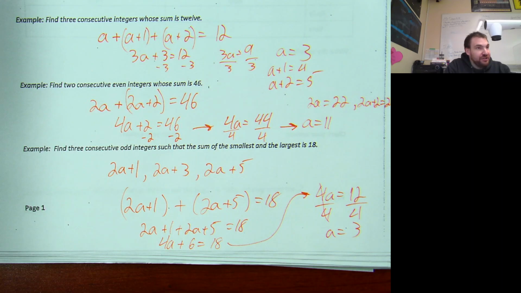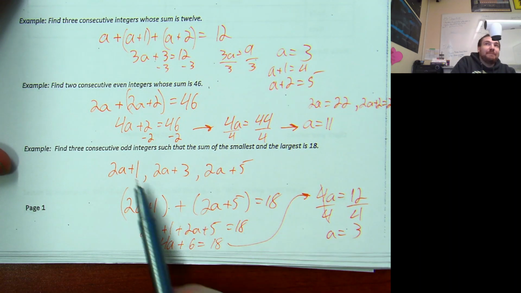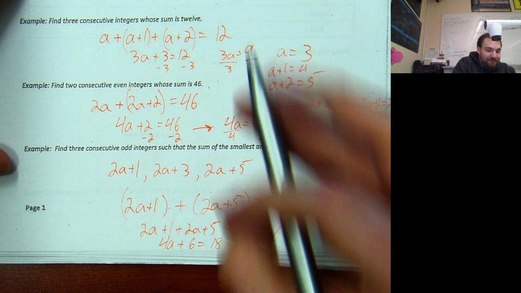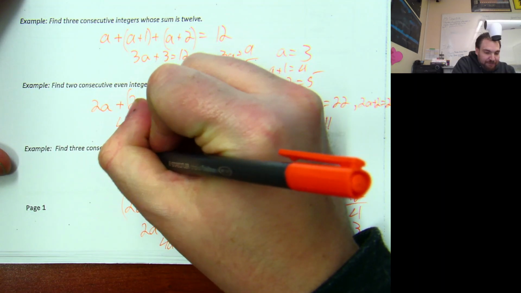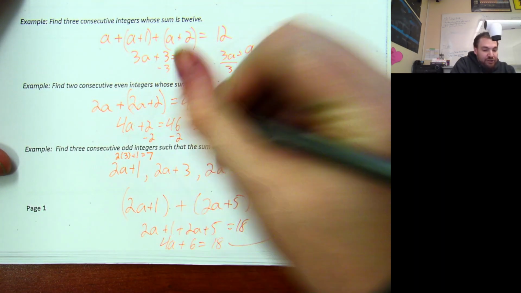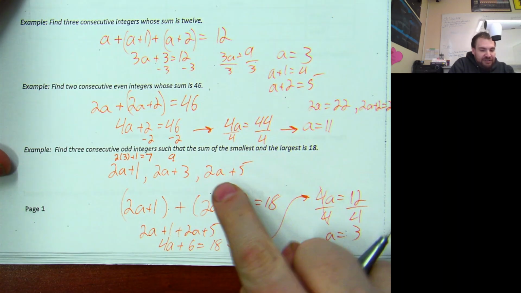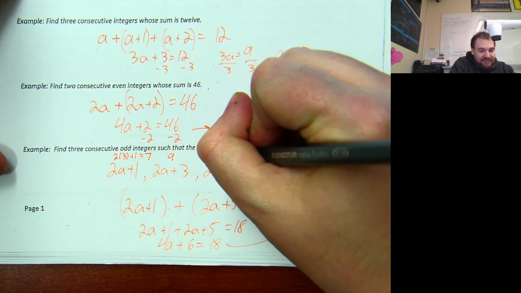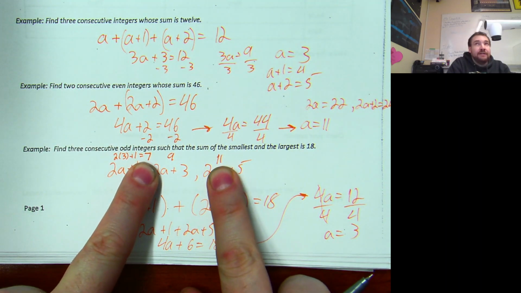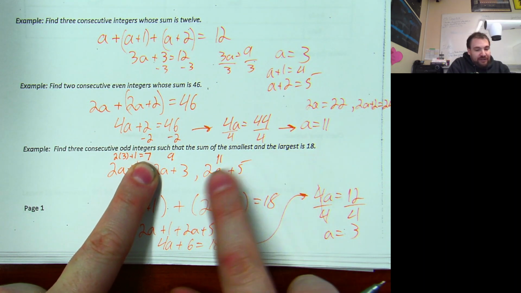Is 3 an odd integer? Yes, so the temptation is going to be, oh, my first one's 3. Is my first one actually 3? No. My first one is actually 7. Because I'm going to take my 3 here, and I'm going to plug it in here. So I'm going to go 2 times 3 plus 1 equals 7, so then my next odd integer has to be 9, and then my next odd integer has to be 11, and is the sum of the smallest and the largest 18? You betcha. So I got 7 and 11.